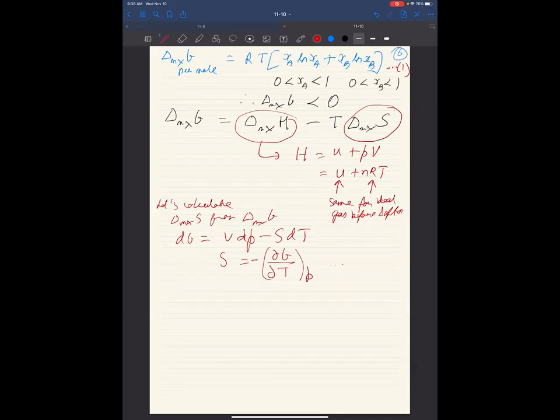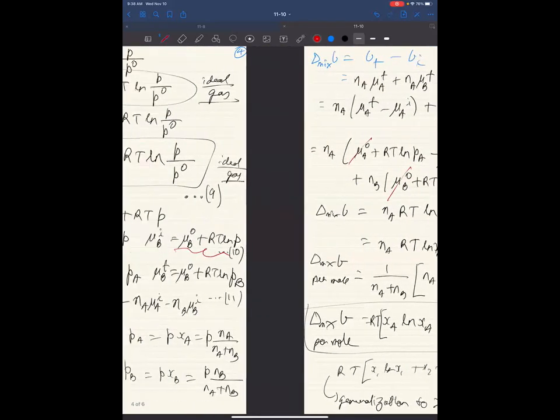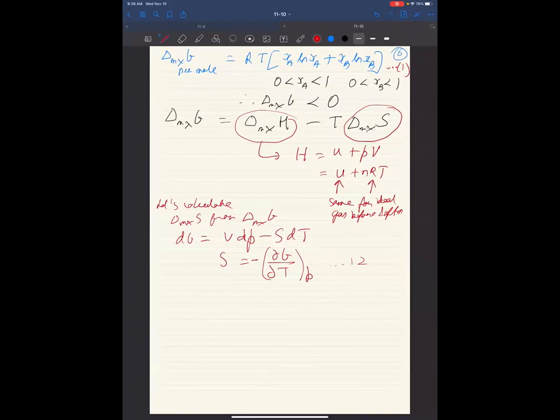So using this relation, let's call this equation 12, and let's call this equation 13. So 12 plus 13 tell us that delta mixing S is minus partial delta mixing G by partial temperature at constant pressure, right? Everyone happy with this? It's the same thing. Instead of G, now I have delta mixing G. Instead of S, I'm talking about delta mixing S, right? You would do it separately for every component and then subtract it out. This is what you get.